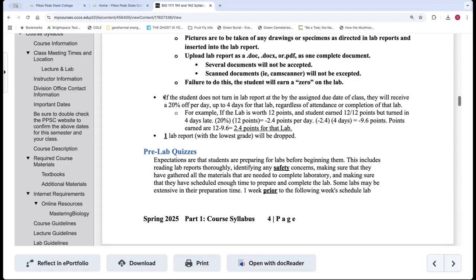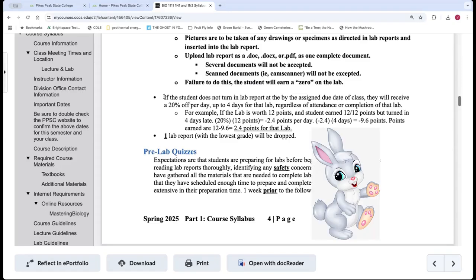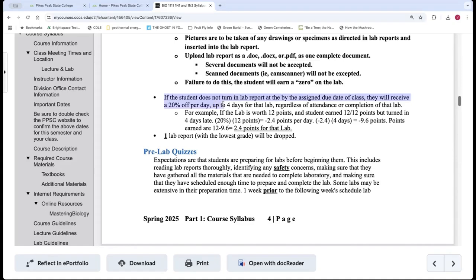Now that the ugly stuff is over, what if I'm late? Guess what? It happens. If you turned in a lab that is late, you got the first late day, that you've missed the due date and time, you get 20% off per day, up to 4 days.